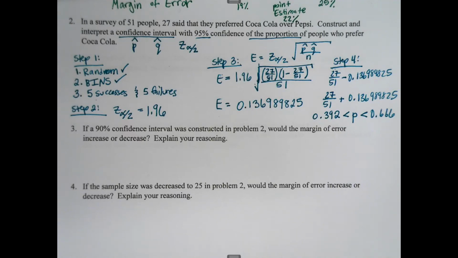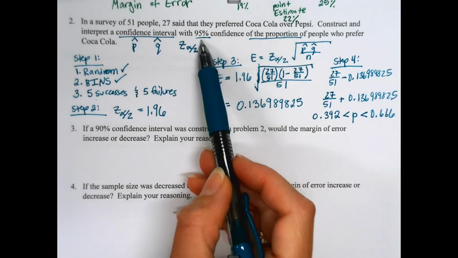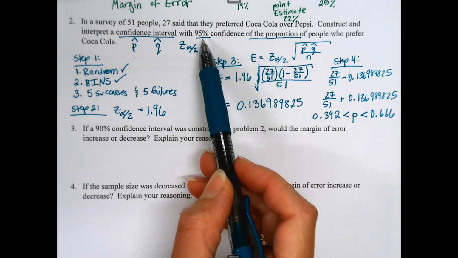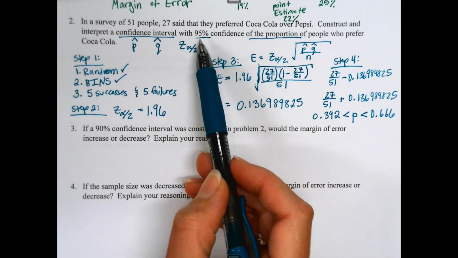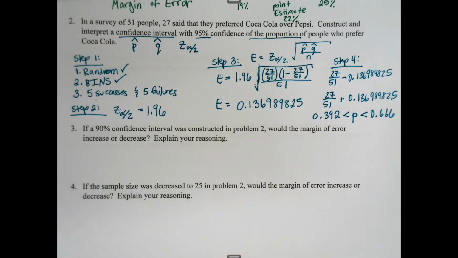Problem 3 and problem 4 look at changing our margin of error, increasing or decreasing our margin of error. For part 3, it said, if a 90% confidence interval was constructed in problem number 2, would the margin of error increase or decrease? Since we had a confidence interval of 95% in problem number 2, and we are reducing it to now be 90%, our confidence level is decreasing.